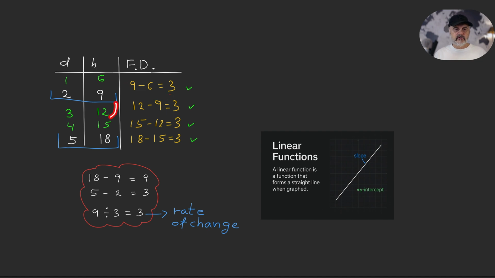Then you do 12 minus 9. The entry number 3 minus the second entry. Boom. It is 3 again. And as you can see, 15 minus 12, it is 3. 18 minus 15, again, is 3. So continuously, the first difference is the same number.